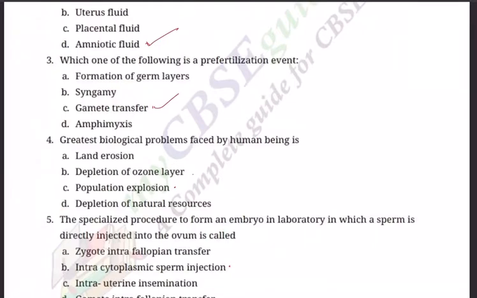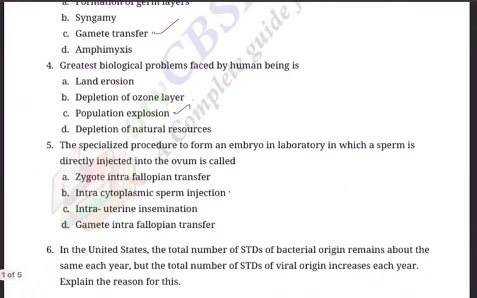Question number 4, the greatest biological problem faced by human beings is A, land erosion, B, depletion of ozone layer, C, population explosion, D, depletion of natural resources. I think at present it is this we are facing, the population explosion. Of course other things are also there, like depletion of ozone layer is a concern for us, depletion of natural resources also is a major concern, right?